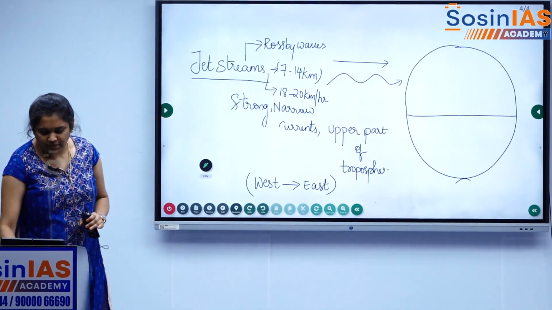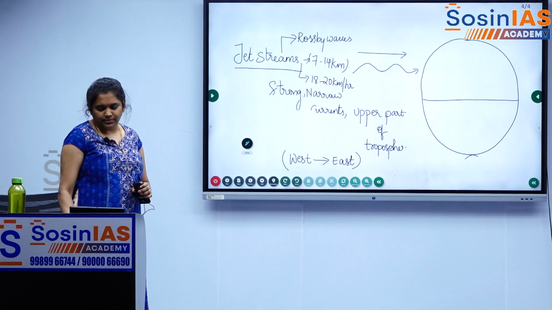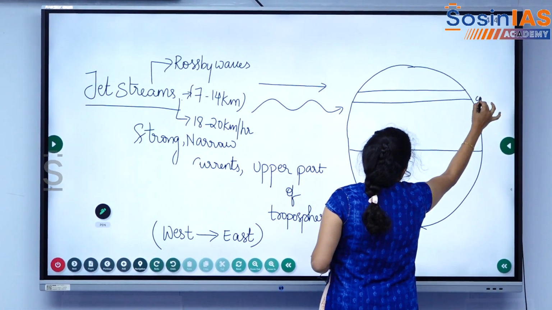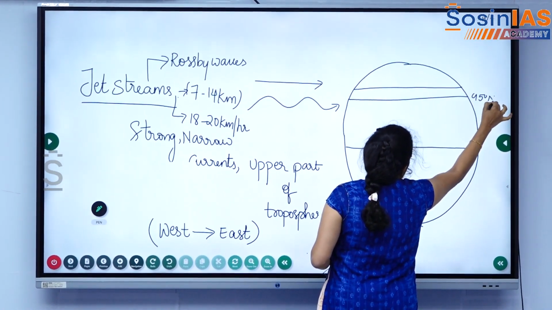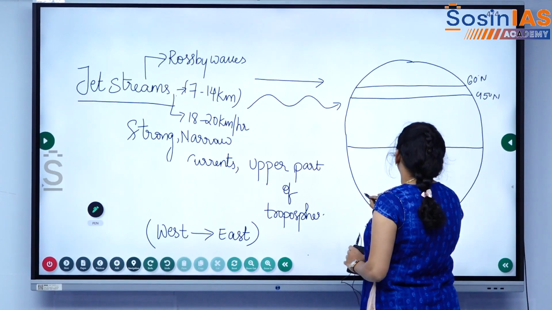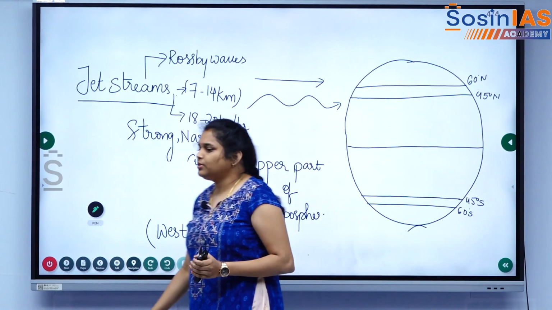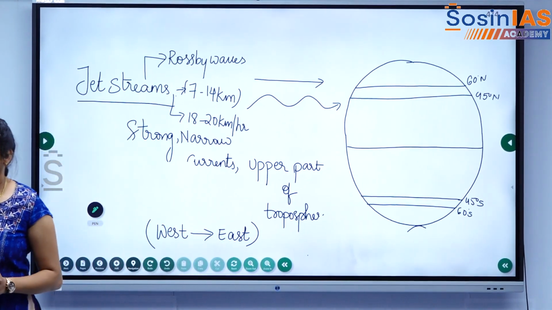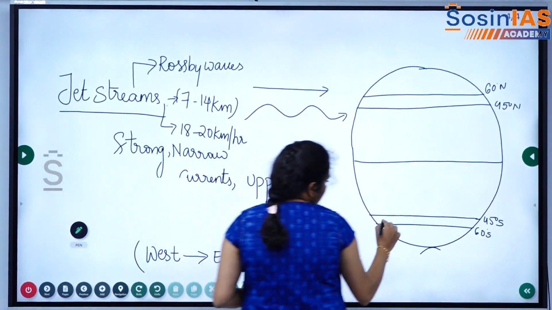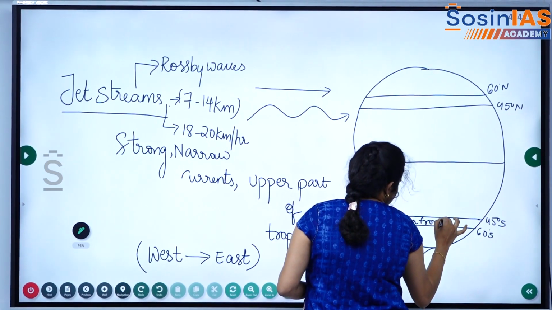Getting it? Now, please write types of jet streams. Between 45 degree north or south to 60 degree north or south, we observe the polar front jet stream.